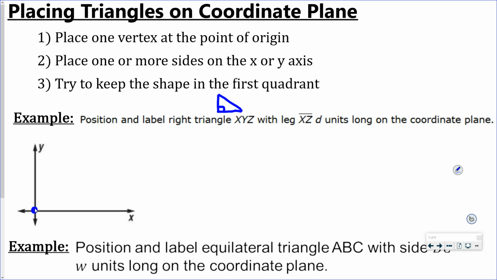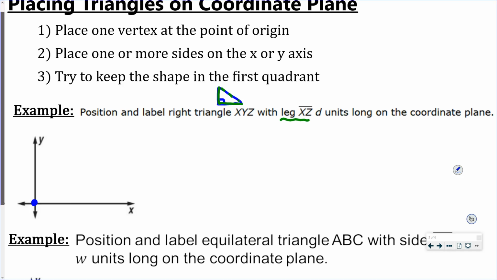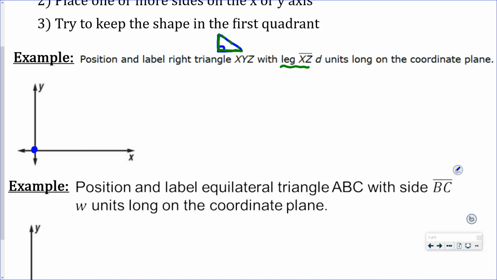So it says that one of the legs is XZ. They're talking about one of these lengths. What do we call this one? Hypotenuse. Okay, so I can't draw my hypotenuse D units long. It says one of the legs. So I'm just going to keep it easy. I'm going to call this leg XZ. So I'll call this X and I'll call this Z. Now they told me this is D units long.